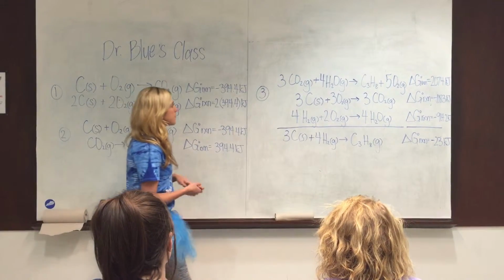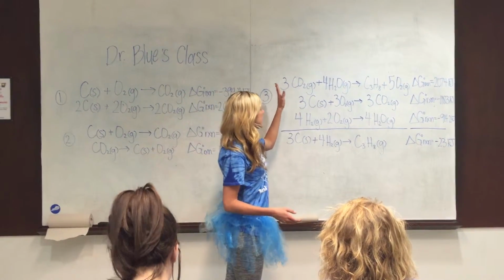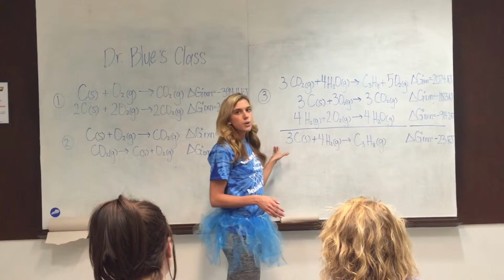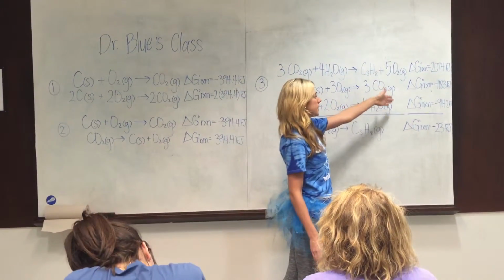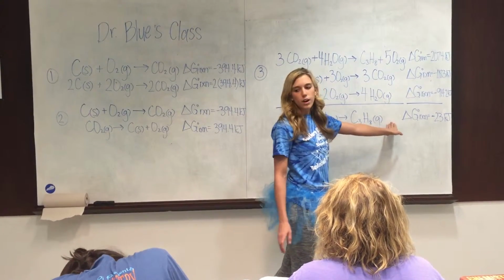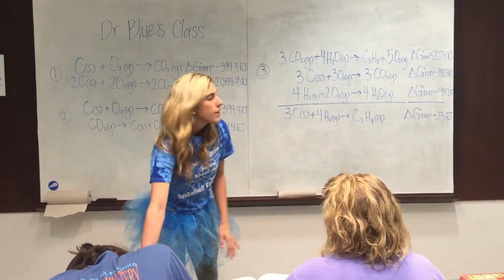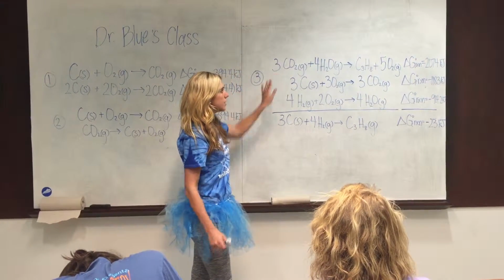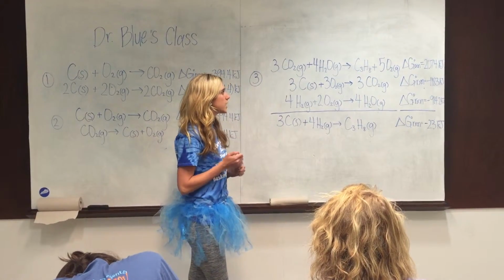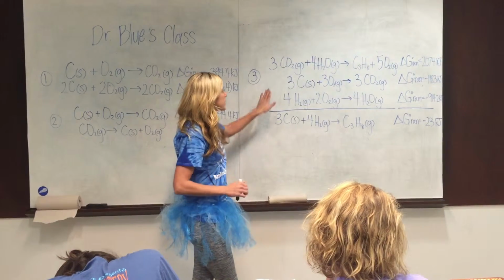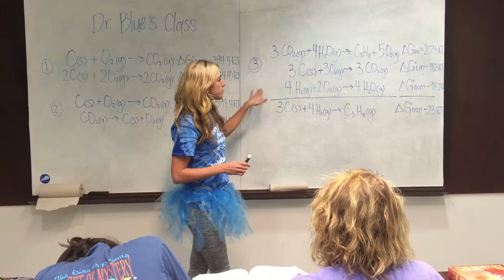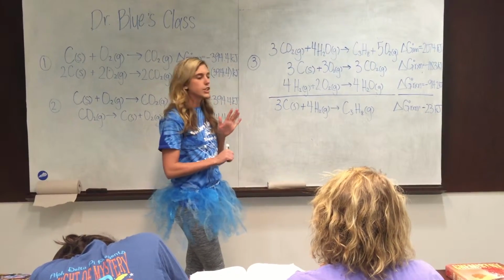Lastly, whenever you have, say, 2 or 3, maybe 4 reactions that sum to an overall reaction, we add the delta G's of these reactions to come up with the overall delta G. So, if you look at this, we have 3 CO2 plus 4 H2O yields C3H8 plus 5 O2. 3 carbon plus 3 oxygen yield 3 CO2. 4 hydrogen plus 2 oxygen yield 4 H2O.